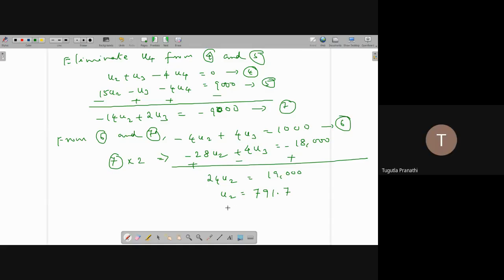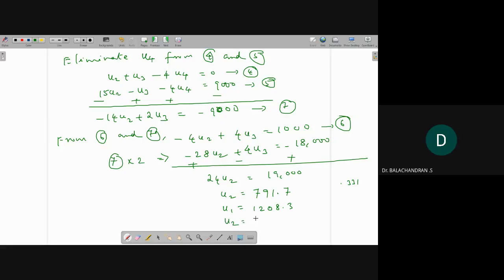Sir, u1 is 1208.331. Okay, but the book answer is 4. I'll write, but you can't write 4 if it is 331. Okay, I'll write 3. What about u3?